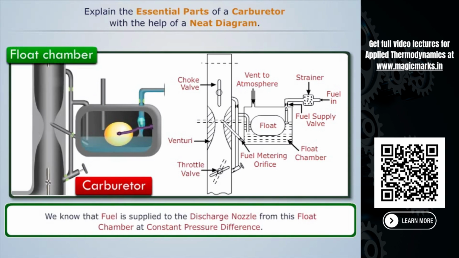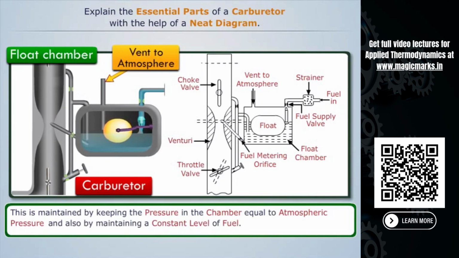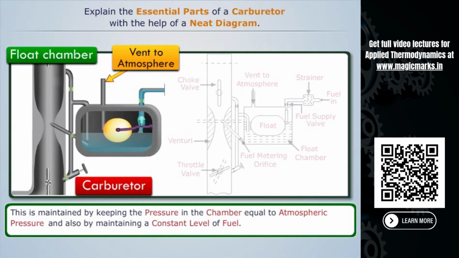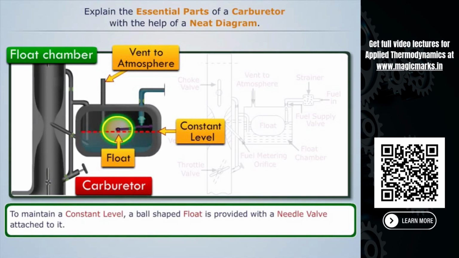We know that fuel is supplied to the discharge nozzle from the float chamber at constant pressure difference. This pressure difference is maintained by keeping the pressure in the chamber equal to atmospheric pressure, and also by maintaining a constant level of fuel. To maintain a constant level, a ball-shaped float is provided with a needle valve attached to it.